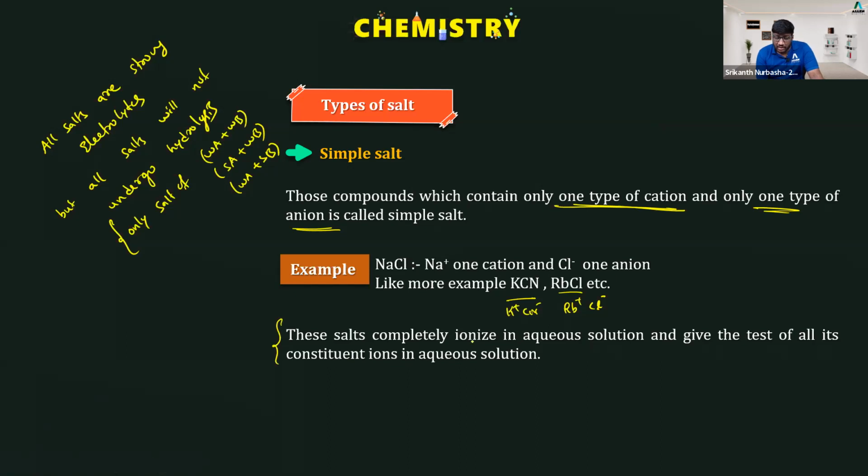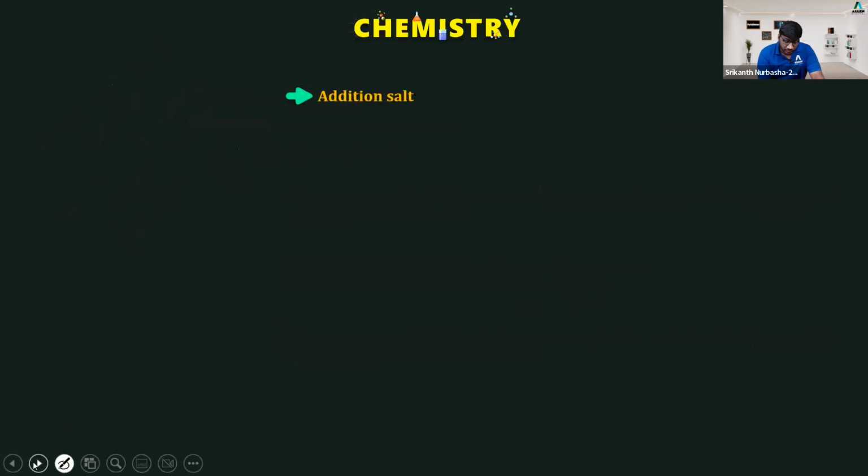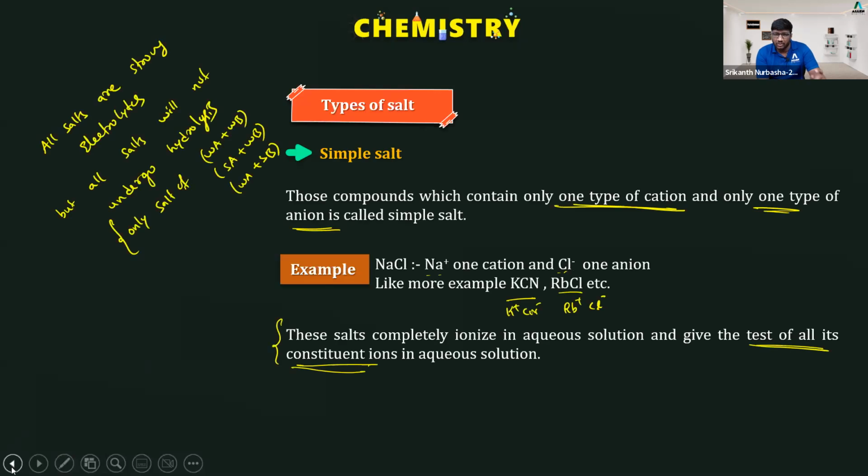Okay, these salts completely ionize in aqueous solution and give the test of all of its constituent ions. Obviously, if it completely dissociates to Na plus and Cl minus, if you do the test of Na plus, you will get a positive result. If you do the test of Cl minus, again you will get a positive result, right? This is about simple salt. What is simple salt? Only one type of cation and anion should be present.